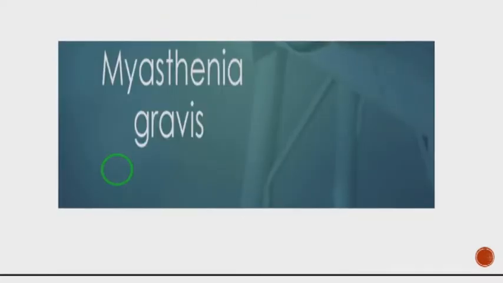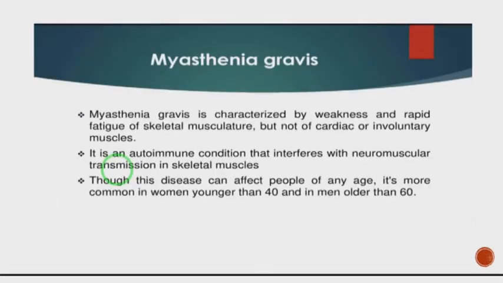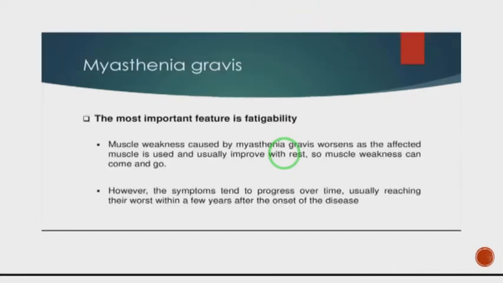The second disorder is myasthenia gravis, and I guess that you do have a background about myasthenia gravis. First of all, it is an autoimmune disease that affects the skeletal muscle, but it does not affect the cardiac muscle or the involuntary muscles of the body, and this is due to an autoimmune process as mentioned. It tends to affect people at any age, but most commonly females less than 40 and males older than 60.